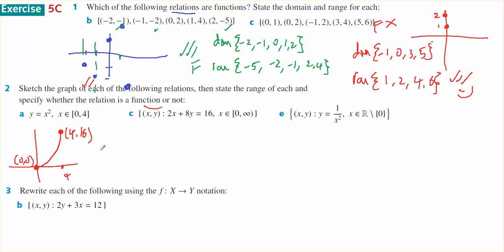State the range. The range is 0 to 16, square brackets, and whether it's a function. Yes, it's a function because it passes a vertical line test. Each x has a unique y, so function, yes.